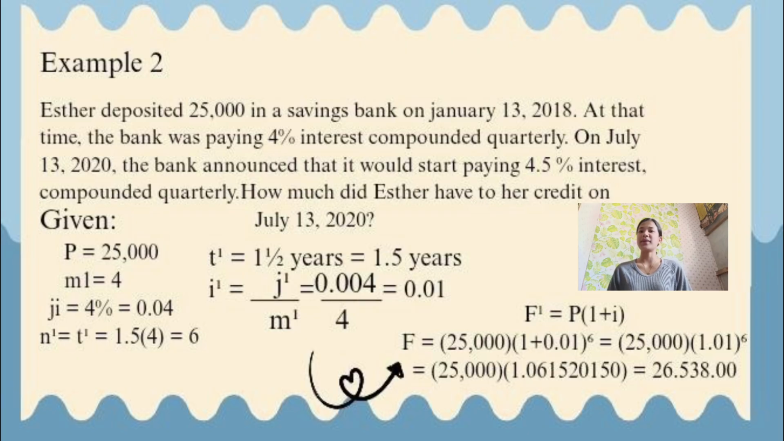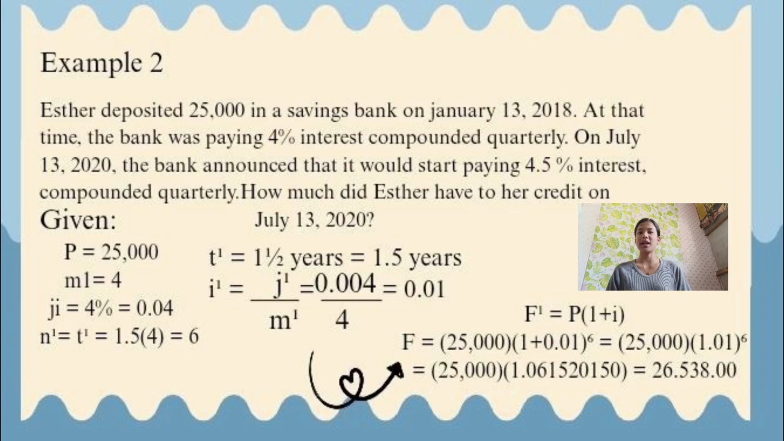Example 2. Esther deposited 25,000 in the bank. The interest is 4% compounded quarterly for 1.5 years. First, the principal is 25,000. The time is 1.5 years. And since it is compounded quarterly, we multiply 1.5 by 4, giving us 6 periods.